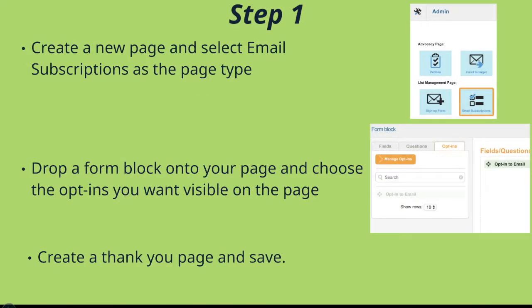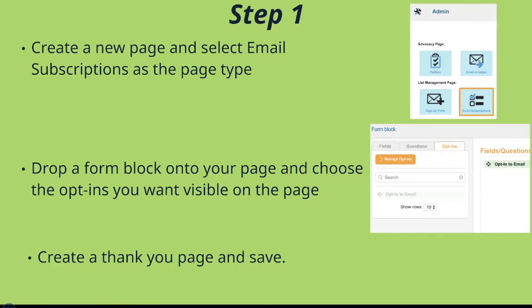So step one for creating a new unsubscribe page is to go into Page Builder and click the Create New Page button. You'll have your usual options of different page types that are available, and you want to choose the Email Subscriptions button. You'll create a new page, and you'll want to drop a content block onto the page to give people some context about what this page is, but then you want to drop on a form, and that form should include all of your opt-ins that you want people to have access to.